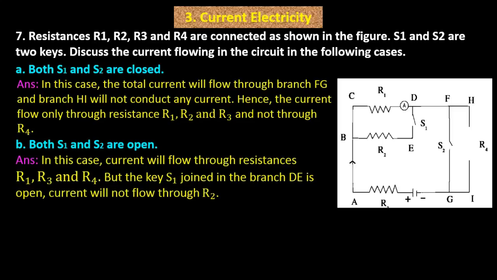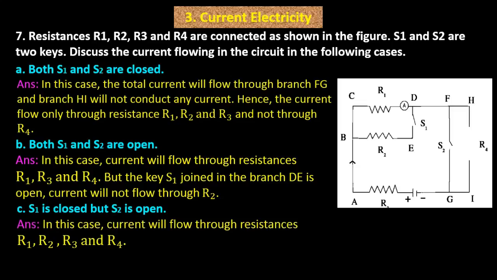Answer. In this case, current will flow through resistances R1, R3 and R4, but the key S1 joined in the branch DE is open. Current will not flow through R2. C. S1 is closed but S2 is open. Answer. In this case, current will flow through resistances R1, R2, R3 and R4.